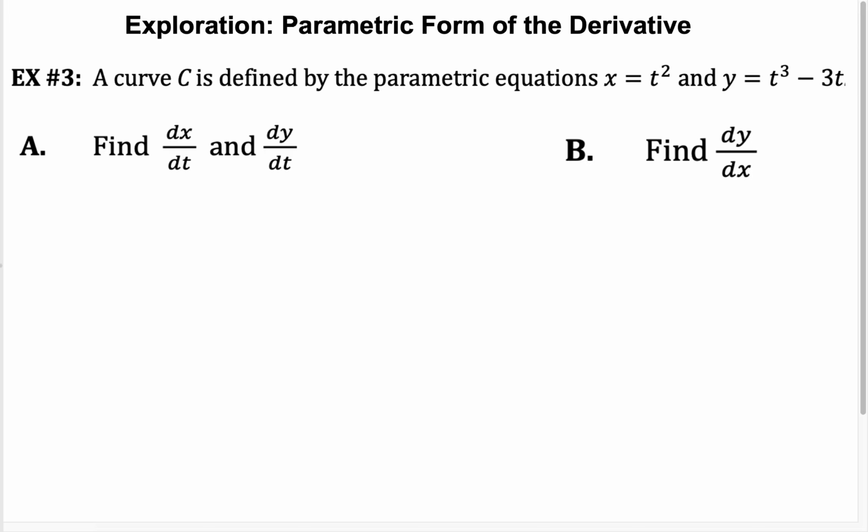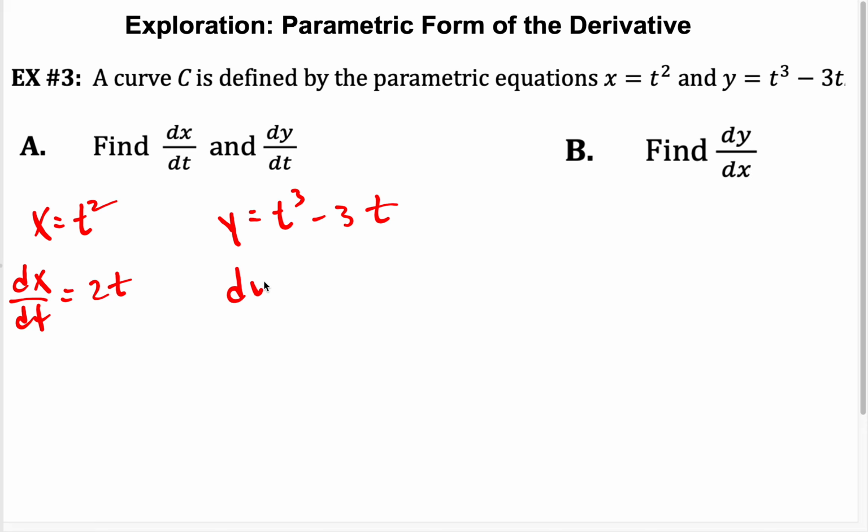Example 3. A curve C is defined by the parametric equations x equals t squared and y equals t to the third minus 3t. We're going to find dx/dt, and we're going to find dy/dt. So x is t squared, and y is t to the third minus 3t. So dx/dt is 2t, and dy/dt is 3t squared minus 3. Okay, part A is done.